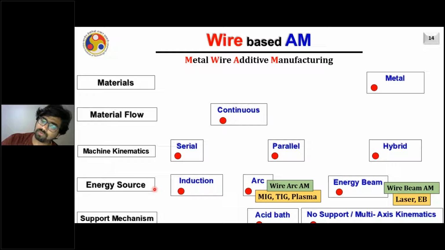Then what kind of energy source is typically used? Energy sources like induction heating, arc heating, or energy beams such as laser or electron beam can be used to melt the metal wires.